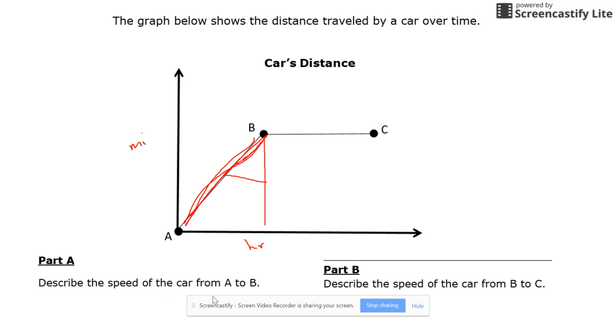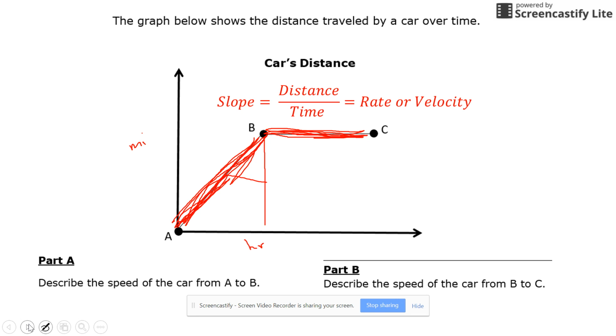To describe the speed of the car from A to B, well, it stays the same and it is a positive slope. There's no numbers. So that means the car's speed is steady and it's going in a positive direction. And then from B to C, the distance that we are traveling doesn't change. If the distance doesn't change, you're not moving. This problem could change if it was modeling speed versus time, and then those have a different answer. But this does not have speed versus time.